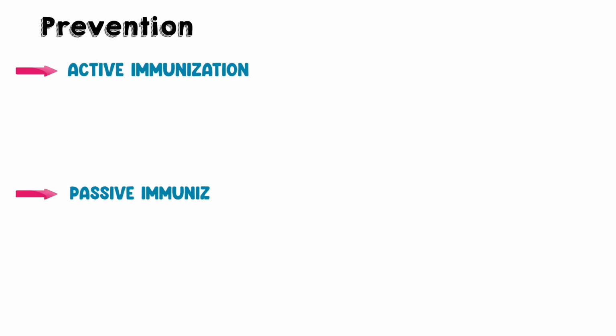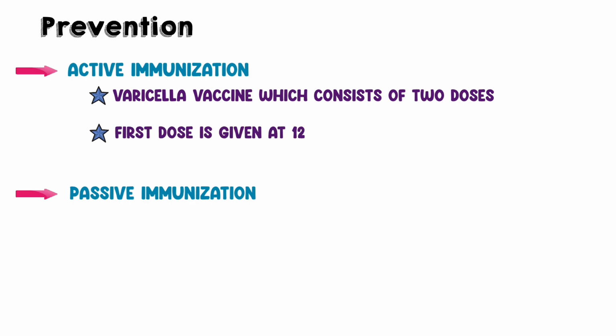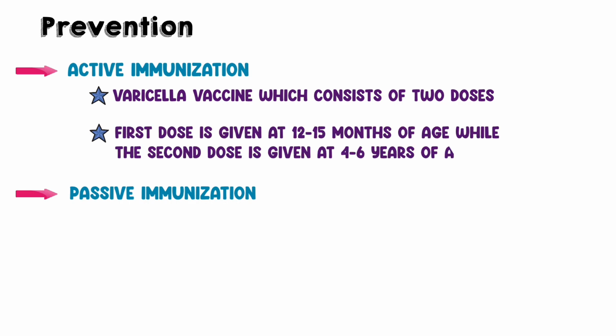How to prevent chickenpox? There are 2 methods. One is active immunization, second one is passive immunization. In active immunization, varicella vaccine is given, which consists of 2 doses. One is given at 12 to 15 months of age, and the second one is given at 4 to 6 years of age.